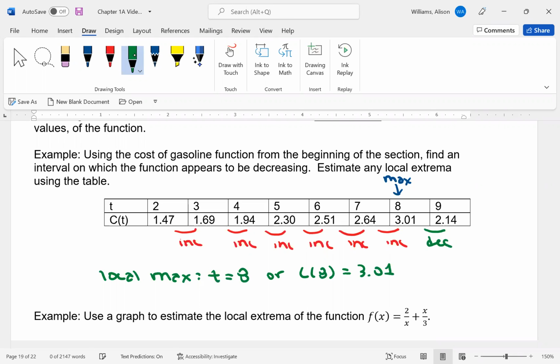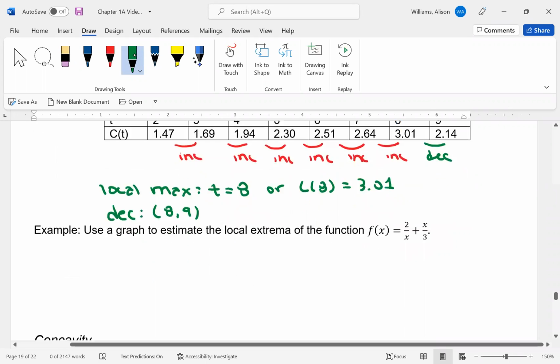And then this thing is decreasing from, let's see, find an interval in which the function appears to be decreasing. So I guess I would say from 8 to 9. So from 8 to 9 would be where it'd be decreasing in value. And I think that's what they're after. I think that's all they're really after.